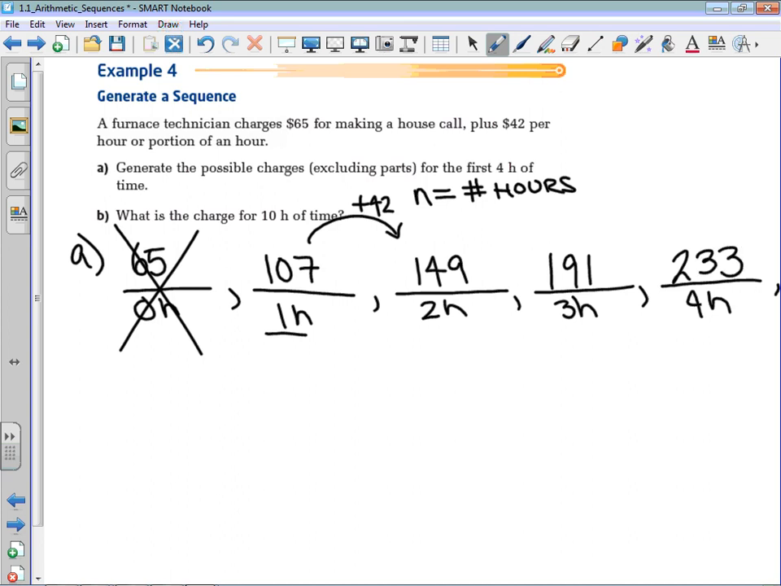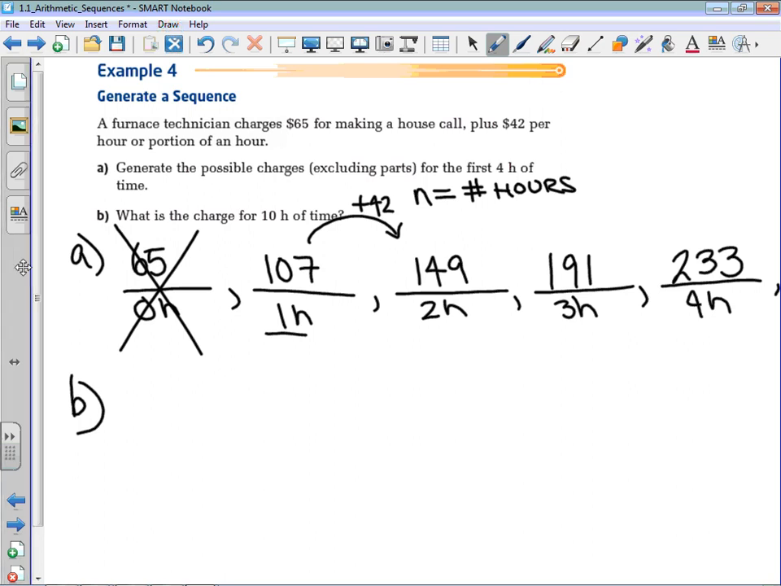Now for B, I fully appreciate that you could just keep typing in plus 42 on your calculator until you get to 10 hours of work. But the point of this is not to brute force the solution. It's to use our formulas and arithmetic sequences to solve this without actually having to hit plus 42 10 times, or I guess 9 times if you knew what the first hour was. So what we're going to do instead is make our general term.